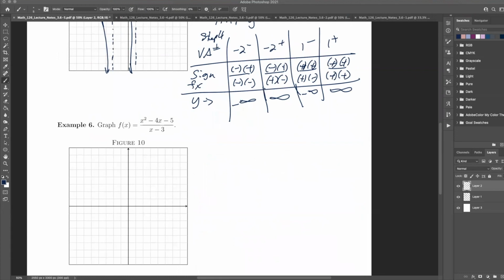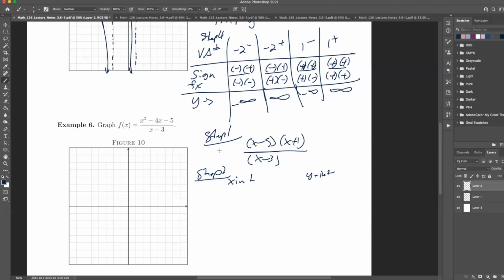And now that we know all the steps, I'm just going to go through it. Okay, so let's go ahead and do this. So step 1, we factor. The bottom's already factored. The top part just factors into x minus 5, x plus 1. And here we just leave this as x minus 3. All right. Step 2, we're going to find our intercepts. So we have our x-intercepts and our y-intercept.